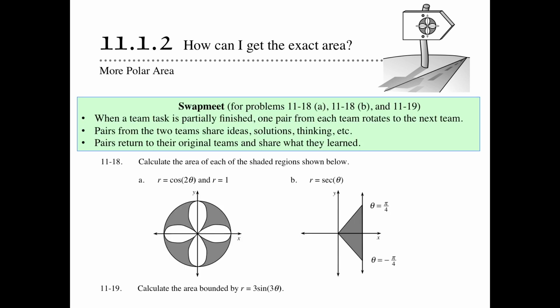And continue to use the swap meet strategy during problems 11-18, parts A and B, and also 11-19 as well. This is a good strategy to use for all of these problems because there are multiple valid ways to find the area of each of these polar regions. And we do not want to dismiss or invalidate any team who goes about finding this area or these areas correctly. But we also want to ensure that students who were leaning towards a longer solution path get exposed to more efficient strategies as well.